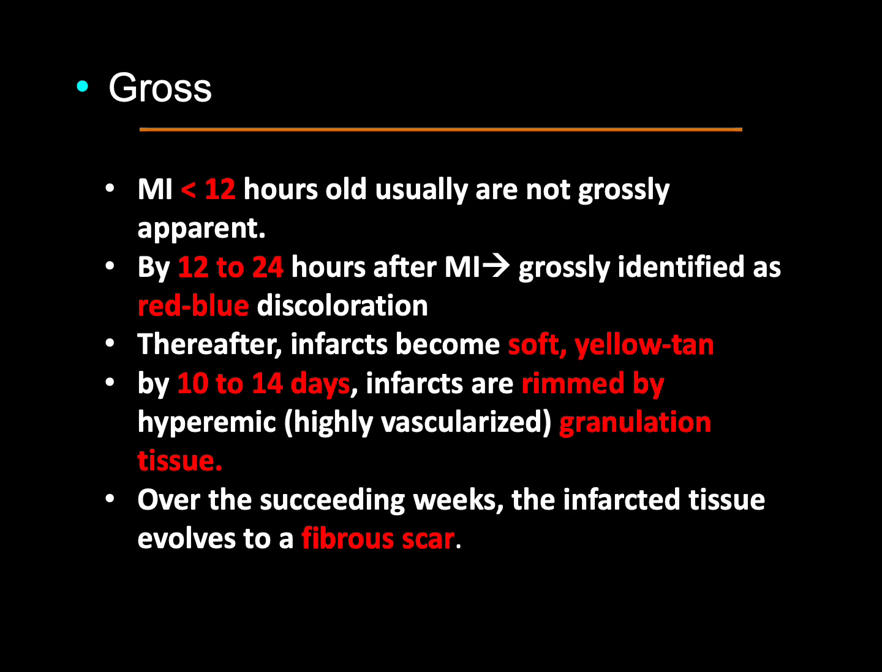Let's start discussing the gross or macroscopic features of myocardial infarctions. Myocardial infarctions of less than 12 hours old usually do not show gross changes. By 12 to 24 hours after infarction, red-blue discoloration appears. Then the infarct becomes softer, yellow-tan in color. By the 10th to the 14th days, infarcts are rimmed by a hyperemic granulation tissue. Weeks after, the infarcted tissue evolves into fibrous scar.